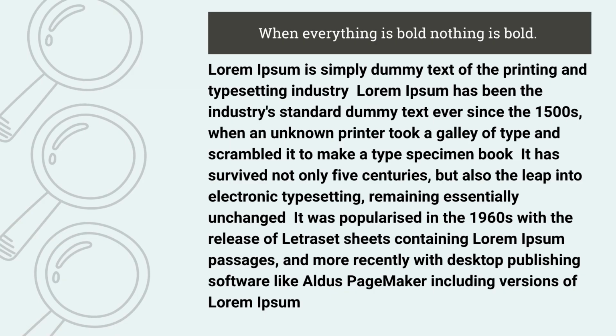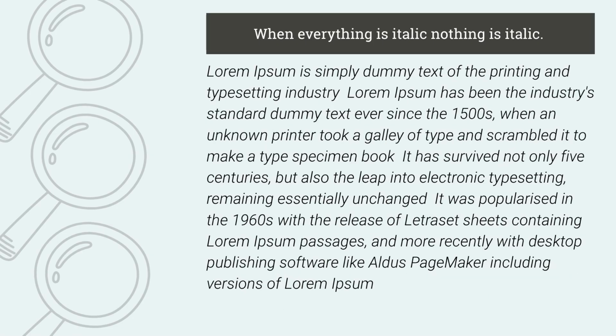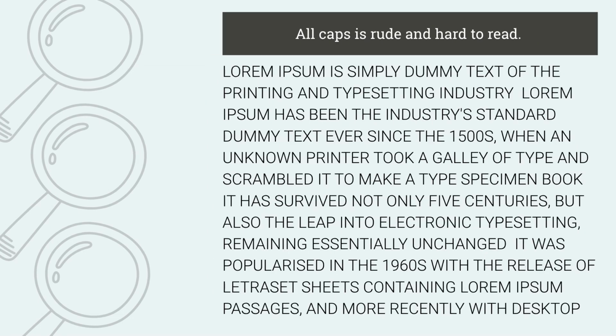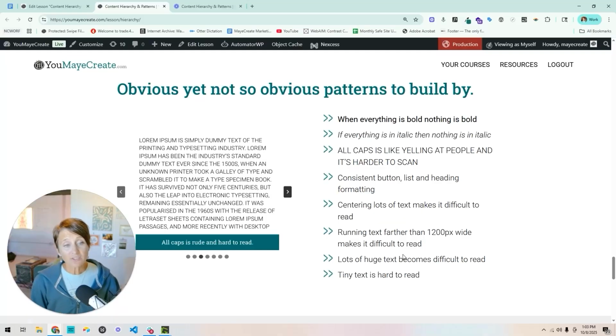One is when everything is bold, nothing is bold, so don't make everything bold. When everything is italics, nothing is italic anymore, so don't make everything italic. All caps feels like you're yelling at someone. But also, when we read, we recognize shapes of words. That's how kids learn to read. That's how all of us read. That's how we read quickly instead of sounding out every letter.